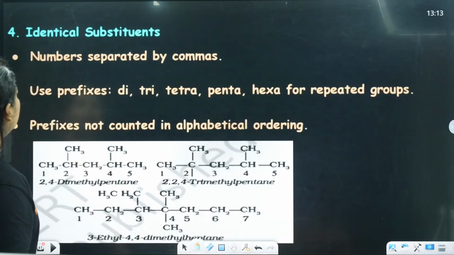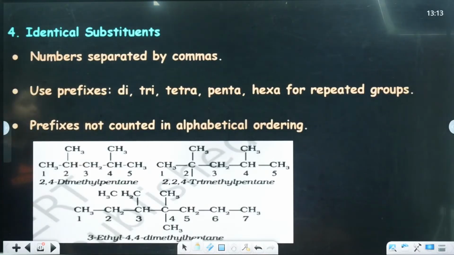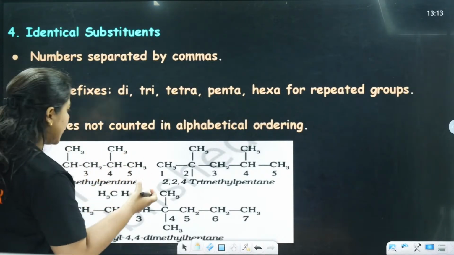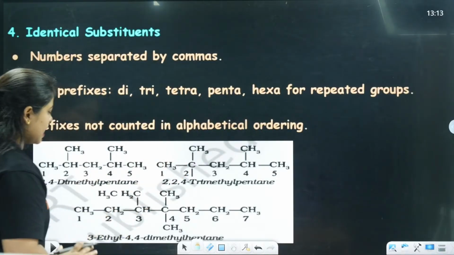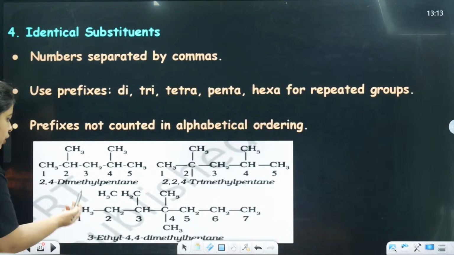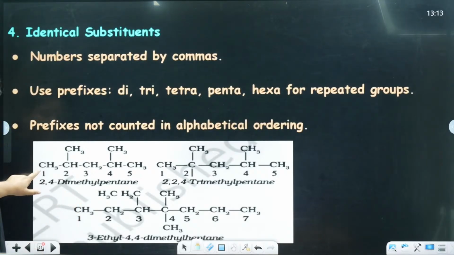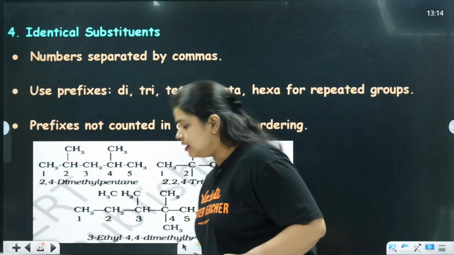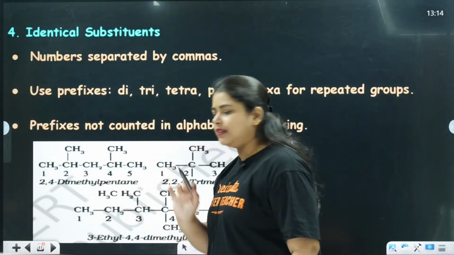Okay, don't worry. Next comes the identical substituents: the numbers are separated by commas. Use the prefix, for example whether it is di, whether it is tri. Look here, a simple example is given. Here there is 2,4-dimethyl. Okay, we first numbered the carbons 1 2 3 4 5. We started numbering from whichever branch is nearest, 1 2 3 4 5. Okay, I'll stand here and tell. So here we wrote 1 2 3 4 5.